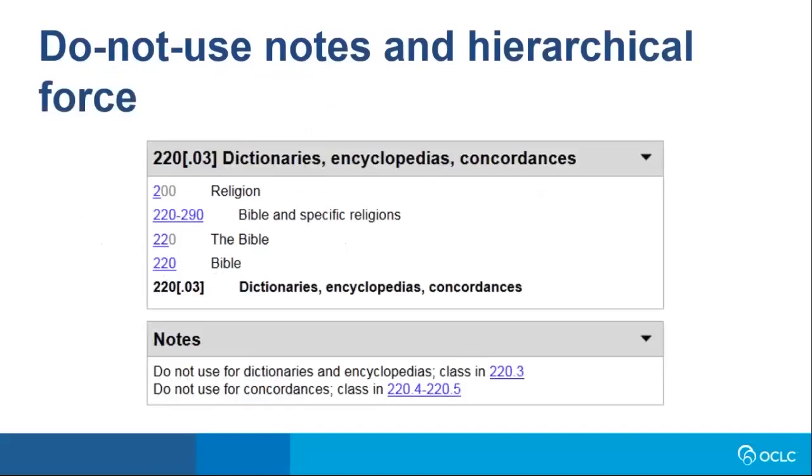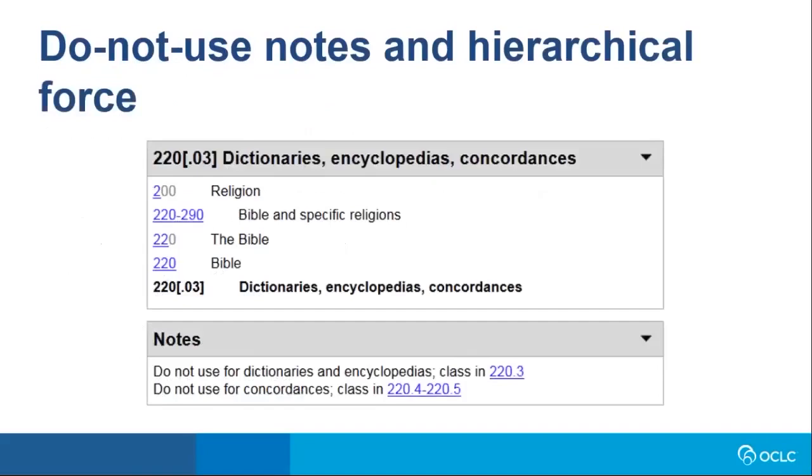but previously it was not really clear which of those categories the do not use note fell under. Do not use notes, of course, are a fairly common note where we say that a standard subdivision cannot be used in a certain area. So here we have an example of standard subdivision 03 for dictionaries, encyclopedias, and concordances. Just for example, here at the Bible, we have this do not use note for that standard subdivision.